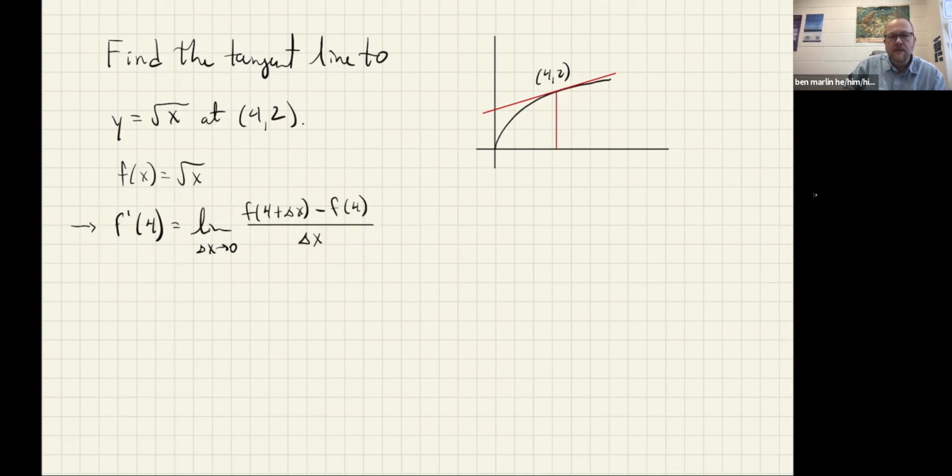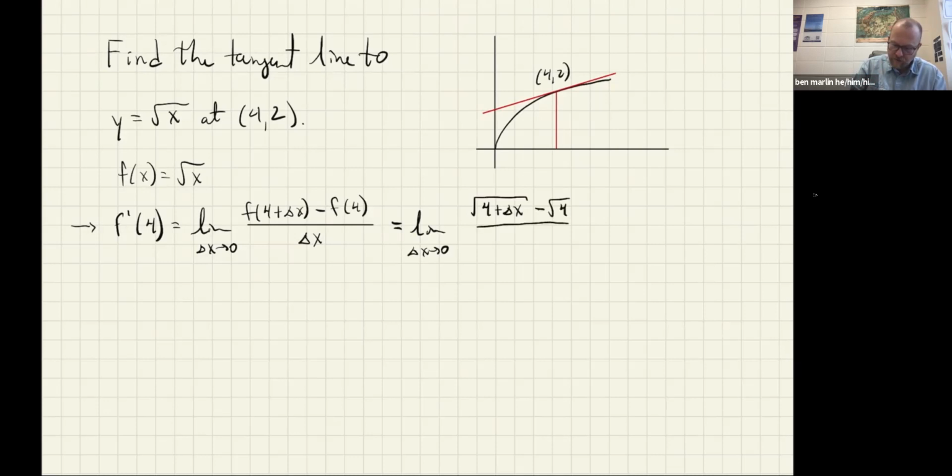If you would prefer instead to say f of x and take the limit as x goes to 4, we can do it that way as well. It doesn't really make that much difference. So limit as delta x goes to 0. Now we have to go see what f of x said. It said take the square root. So the square root of 4 plus delta x minus the square root of 4.